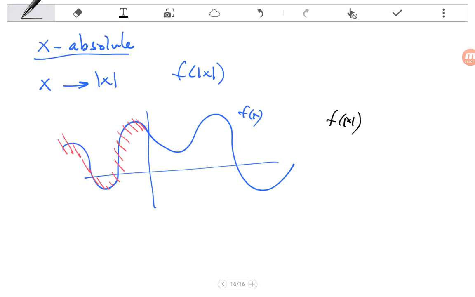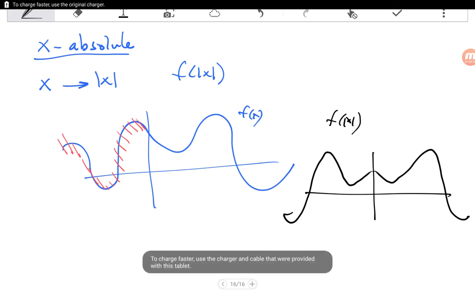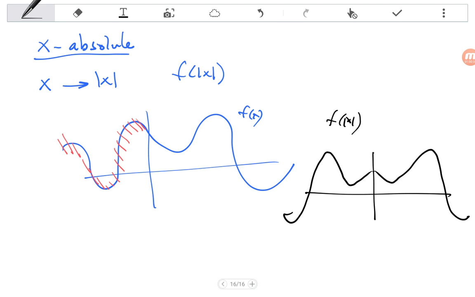So what would be the result of this function? The result will be something like this. Okay? So it means two steps. The first step is to remove the negative part of the given function. And this is a forgettable step. Many students forget this step to remove, and then they get confused. In this case, they don't know how to deal with the situation.